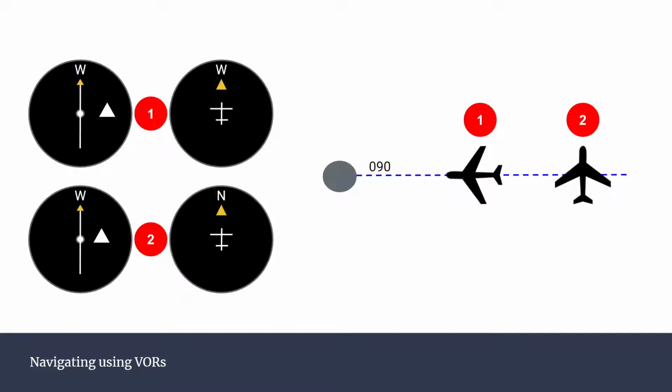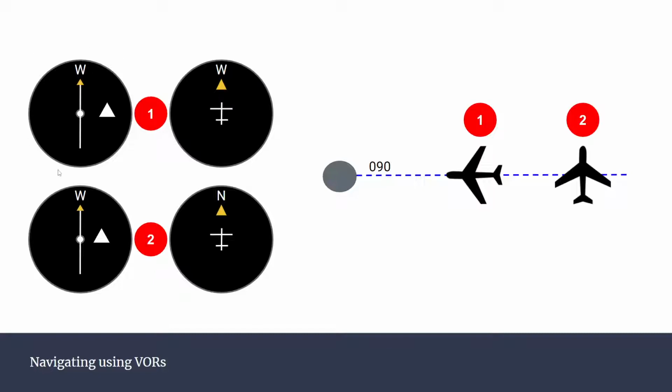All right. First rule. VORs give you position data, not heading data. So these two aircraft are on the 090 radial. They've both selected 270, and they're both on it. So the needle is centered for both of them. But one of them is flying towards it, and one of them is not. And this is really important.